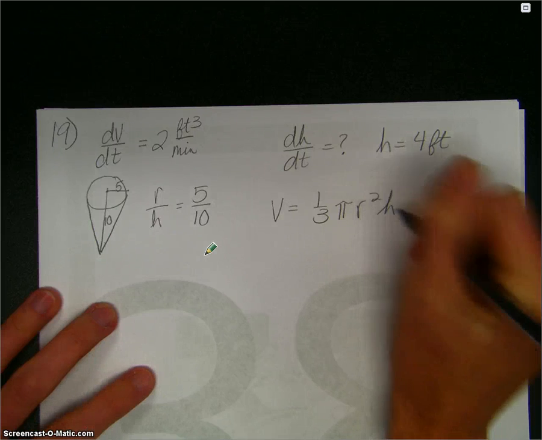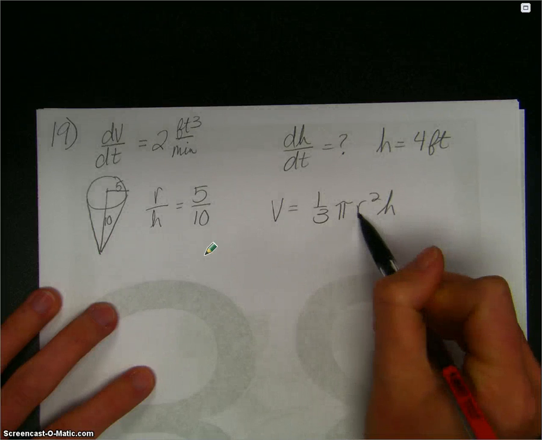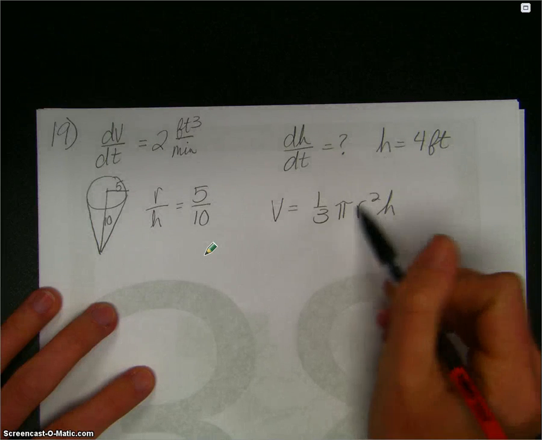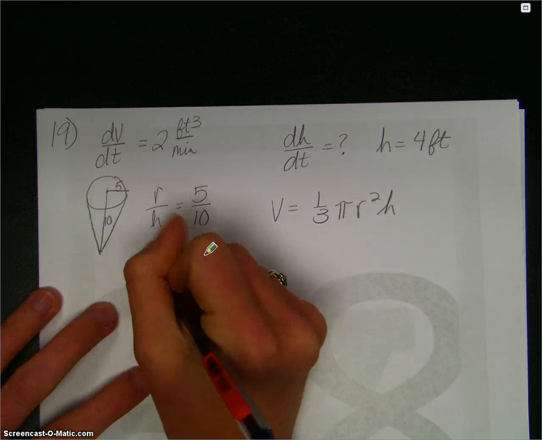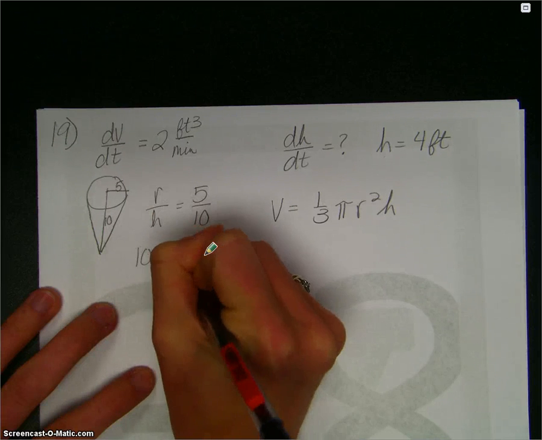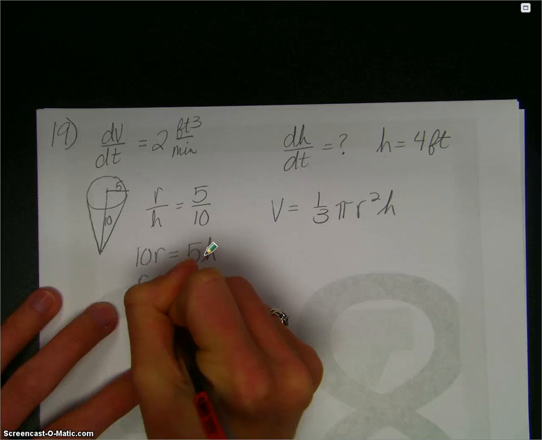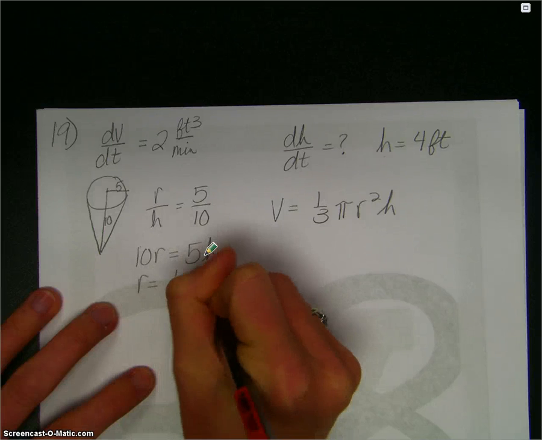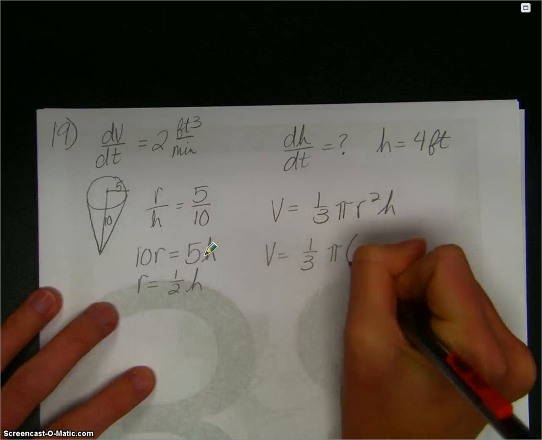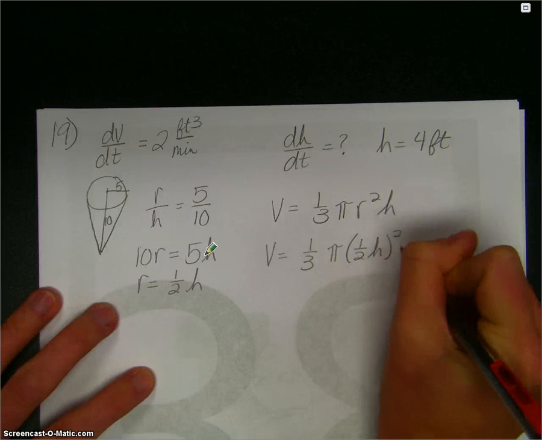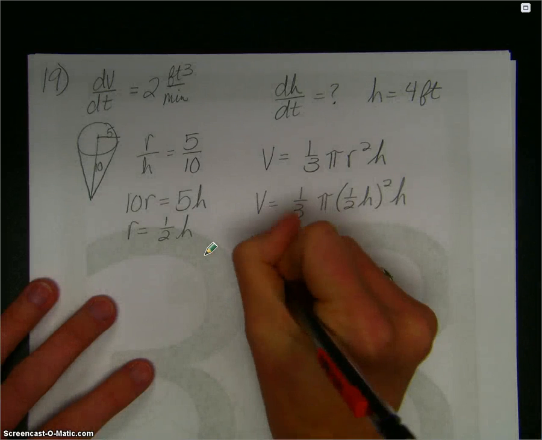What I'd like to do is get this down to where it just has one variable in it besides the volume over here. I am solving for h, which means I'd like everything to be in terms of h. So let's solve over here for r. 10r is going to be equal to 5h, and so r is going to be equal to 5 over 10, or 1/2 h. Now I can plug that into my volume formula. That's not going to change, so I can go ahead and plug that in right here. Now I've got everything on the right-hand side in terms of h, which is going to be really helpful.